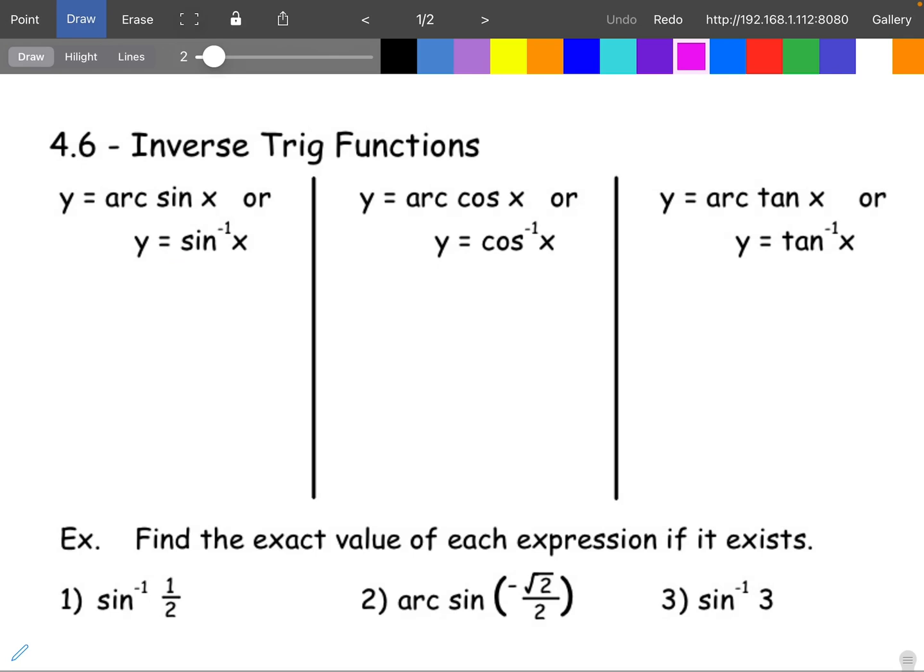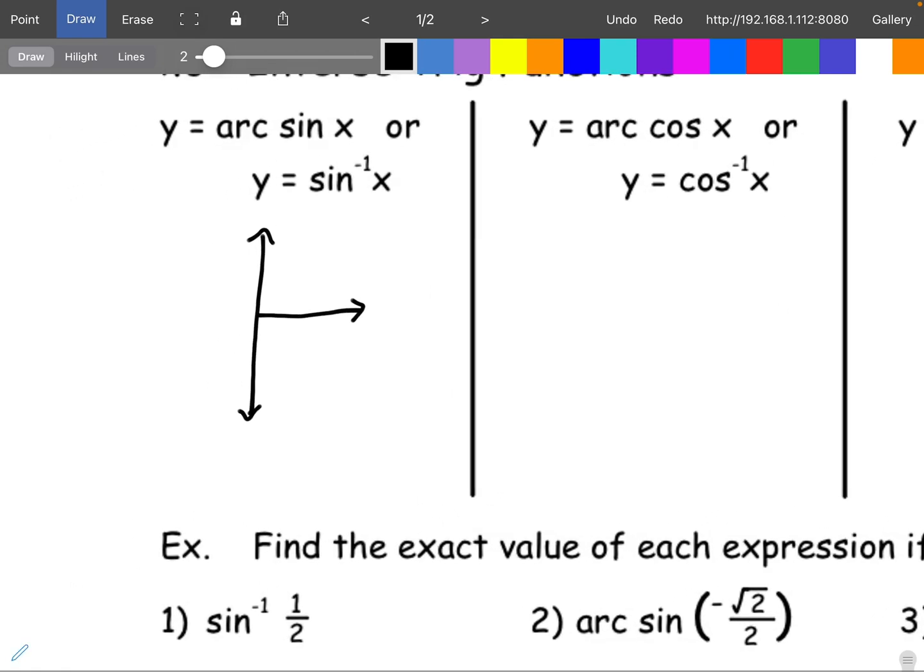So when we look at our inverse trig functions, we need to be aware that they can only happen in certain quadrants. Now, sine itself can be in all four quadrants. However, inverse sine can only be in quadrants 1 and 4. So, inverse sine or arc sine cannot occur in quadrant 2 or in quadrant 3, only in quadrant 1 and 4. So, we want to think about what our domain and our range for those would be.